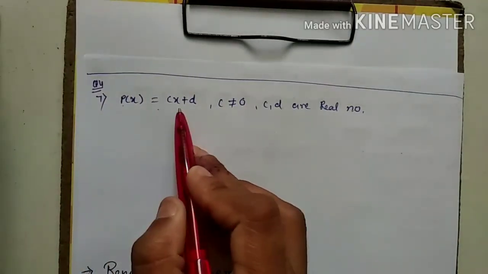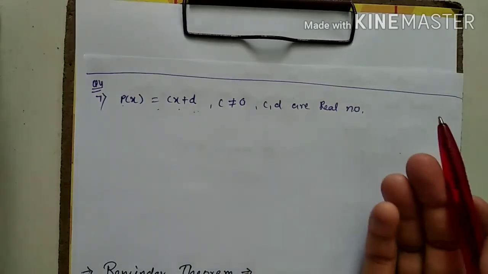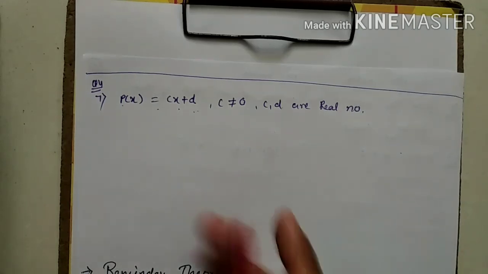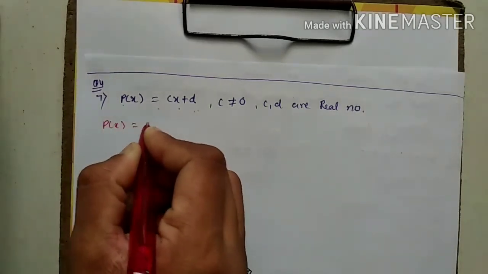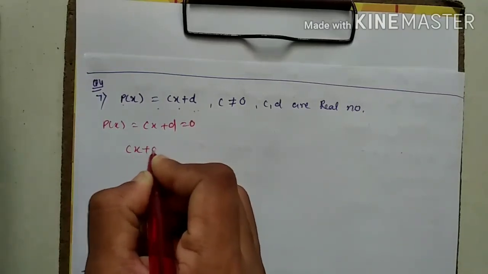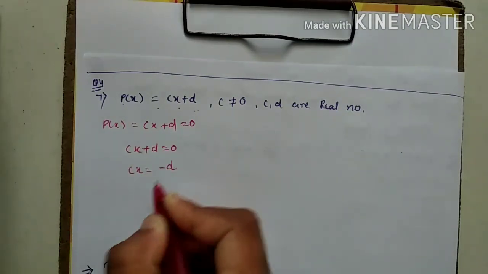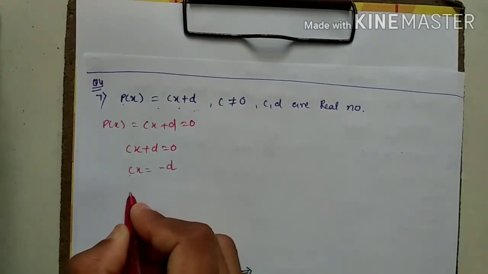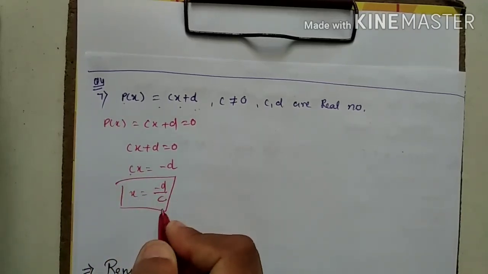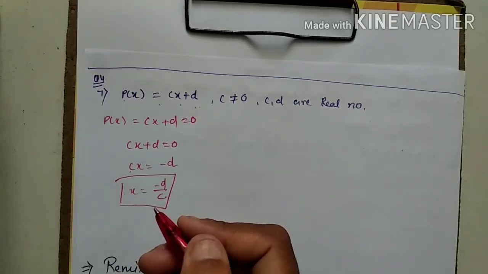p(x) equals cx plus d. c does not equal 0, and c and d are real numbers. Real numbers in the sense that they can be negative, positive, fractions, anything. So very easy. p(x) equals cx plus d is equal to 0. cx plus d is equal to 0. d will go to that side, negative. cx equals minus d. This c is multiplying, so it will go to that side, divide: minus d upon c. If you put minus d upon c in the place of x, you will get the zero of the polynomial. So this value is called the zero of the polynomial.